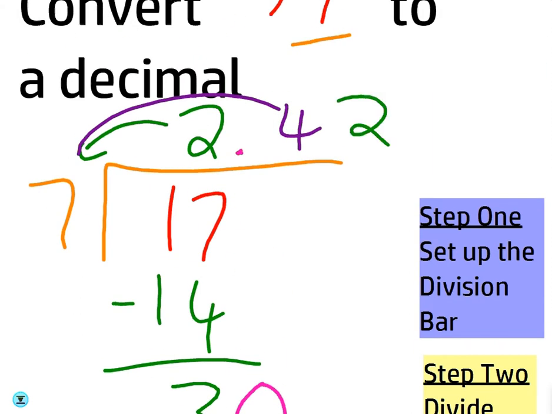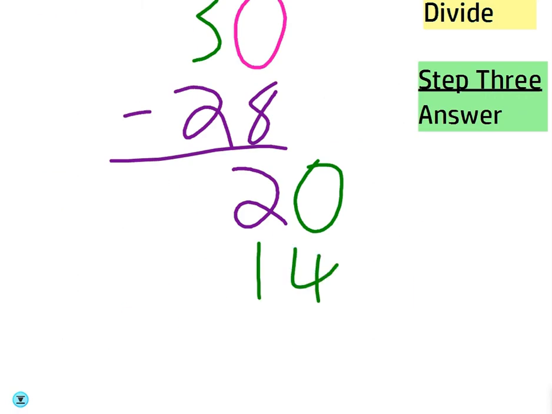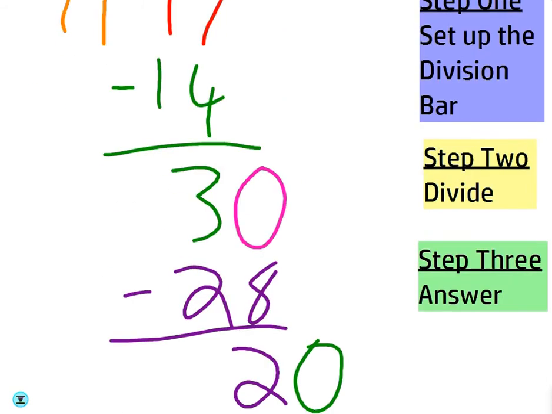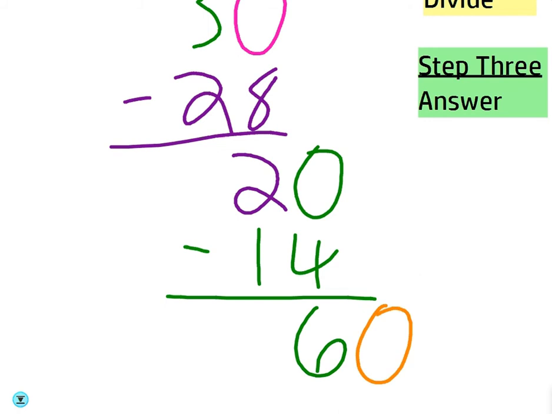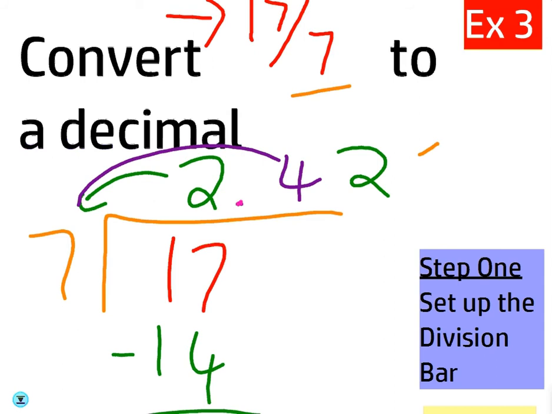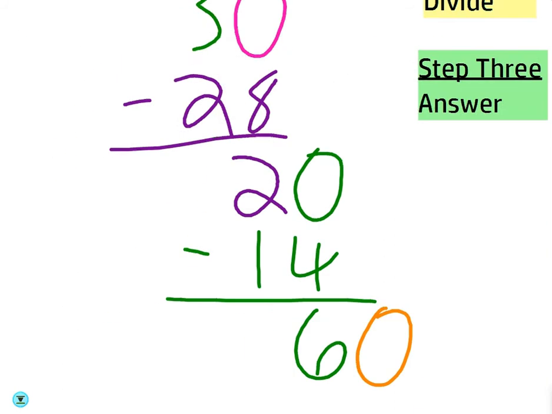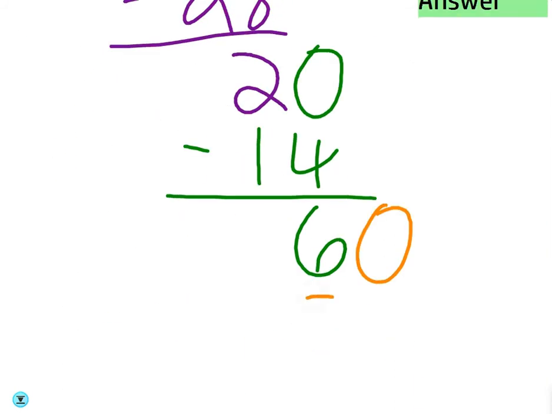Twice. 2 times 7 is 14. Subtract, that's a 6. 7 doesn't go into 6, so we need another 0. How many times does 7 go into 60? Good. Okay, 8 times 7 is 56.